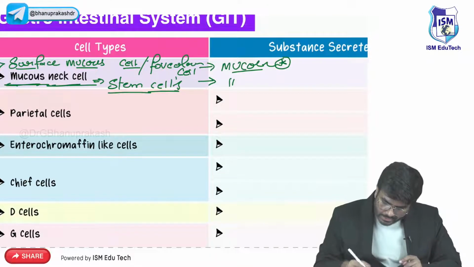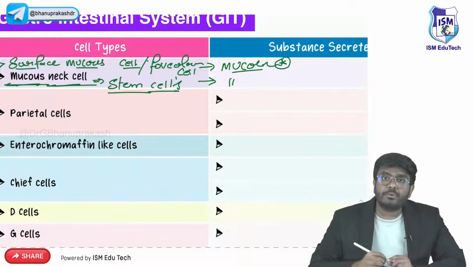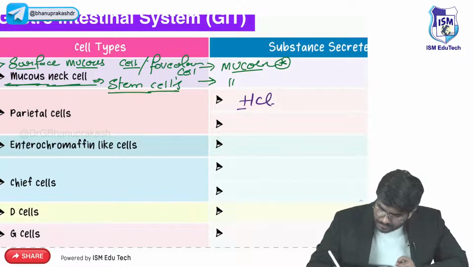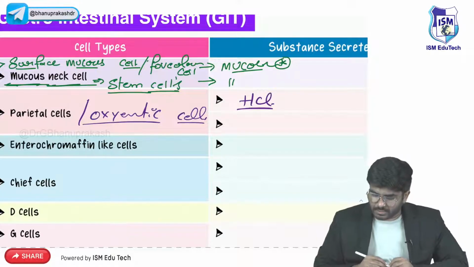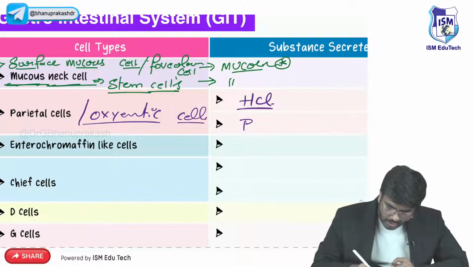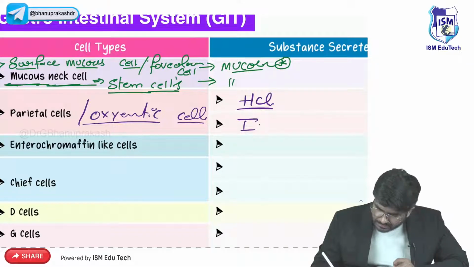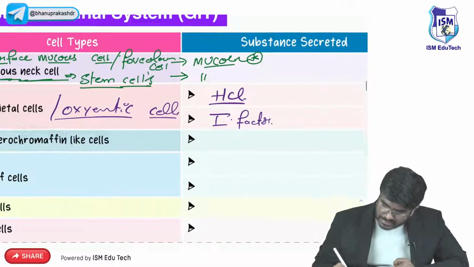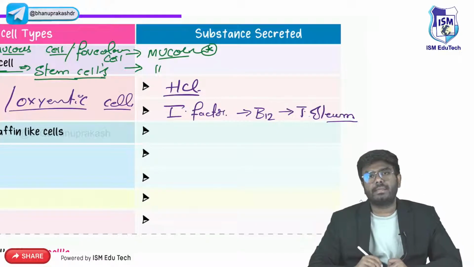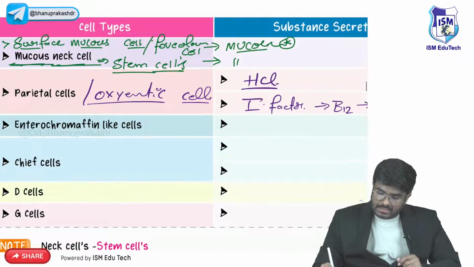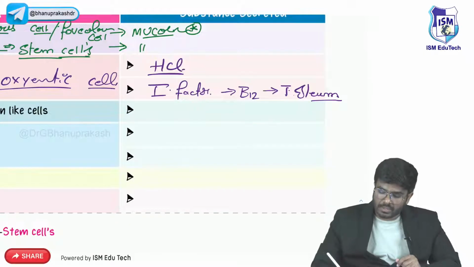Okay, now look here, parietal cells. Parietal cells produce the acid. Parietal cells are also called oxyntic cells. Okay, so parietal cells or oxyntic cells produce the acid as well as, sorry, not vitamin, the intrinsic factor. This intrinsic factor helps in absorption of vitamin B12. In which region? Terminal ileum. So parietal cells produce the intrinsic factor, which helps in the absorption of vitamin B12. The vitamin B12 is absorbed in the terminal ileum.